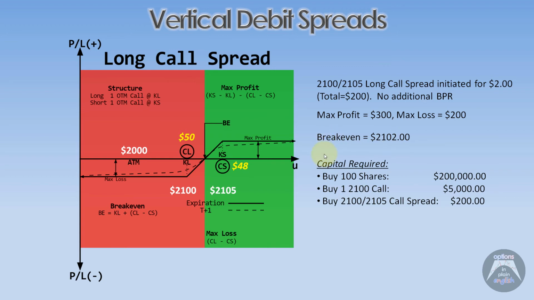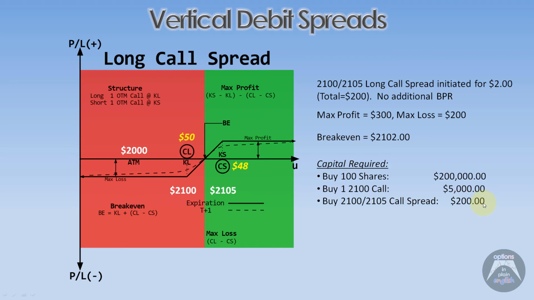Now let's think about this and analyze the capital that's required to take positions on this imaginary, fictitious underlying. The capital required to buy 100 shares would be 2,000 times 100, so $200,000. If I just want to buy one 2100 call, I need to come up with $5,000 because it's 50 times 100 shares per contract. And if I want to buy the 2105 call spread, I have to come up with $200. So see the difference here.